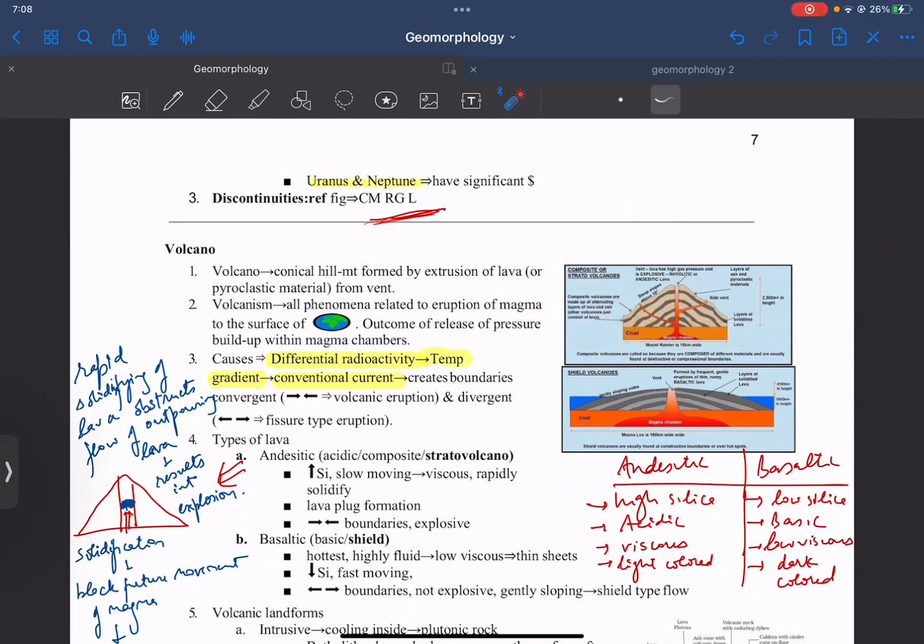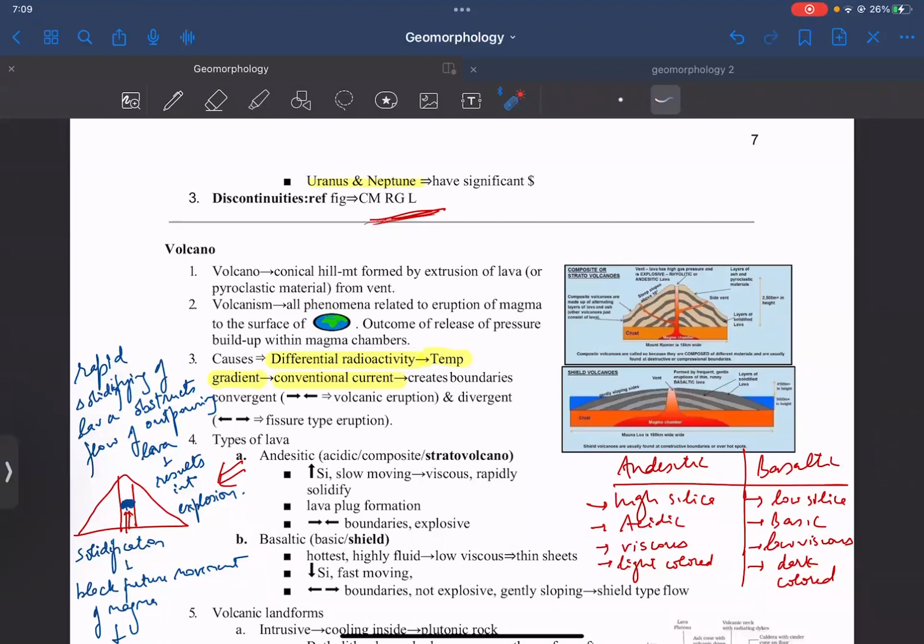Okay. And how is magma basically generated? Due to radioactive elements, a nuclear reaction is taking place. This releases a huge amount of heat, so rock is melted, and that melted rock is known as molten magma. And due to density differentiation, that magma rises to the surface of the earth.